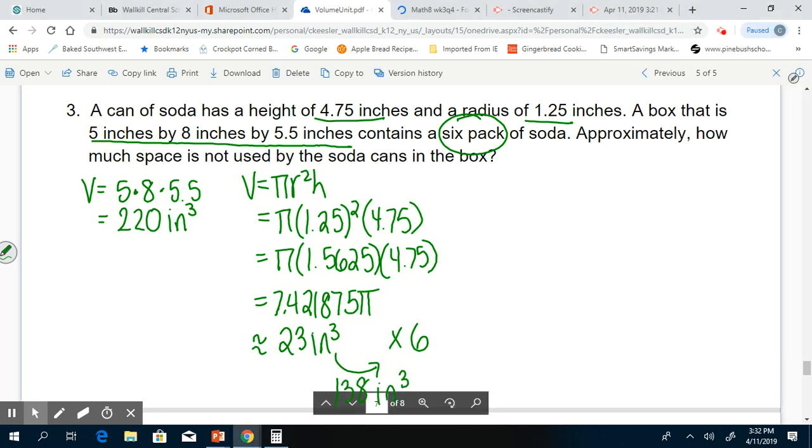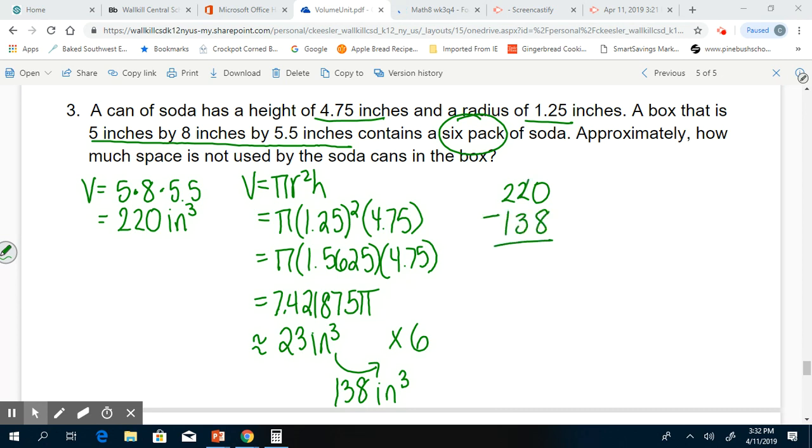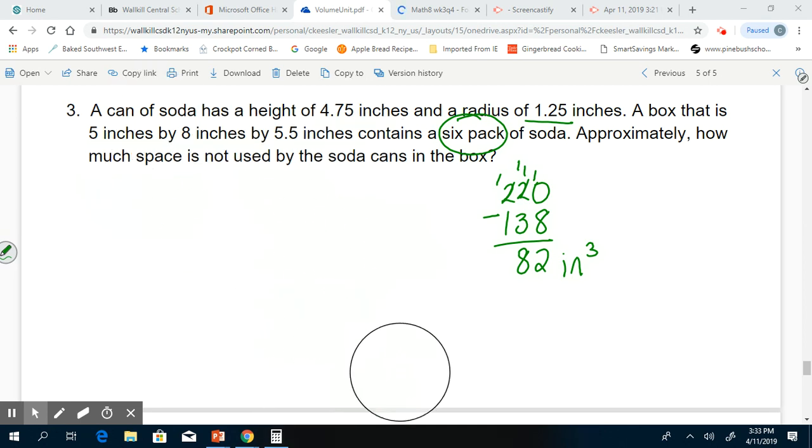Then we want to figure out how much space is not used by the soda cans in the box. So we do 220 minus 138, gives us 82 inches cubed of free space in the box. Right? So again, a lot of involvement there. It's very important to reread the problem to make sure you didn't miss any steps. All right, I'm going to do one more problem with you before you're on your own.